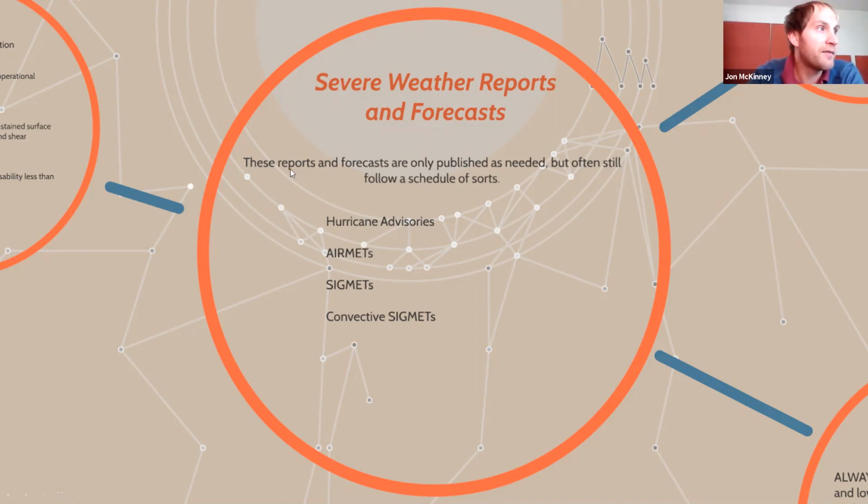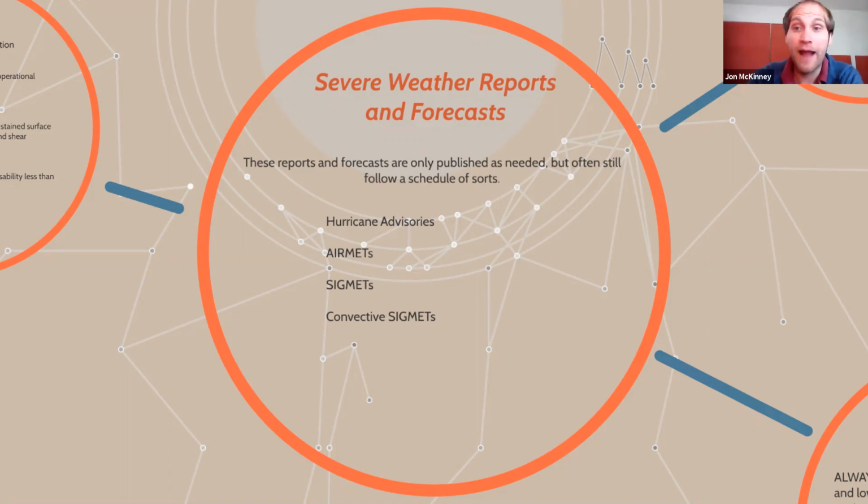Severe weather reports and forecasts are only published as needed. So that's one of your questions: how often are they issued? Well, they're issued on an as-needed basis. That's the answer. But it says it still follows a schedule of sorts. They're issued as needed, however, they have predictable valid times for how long they would be valid.